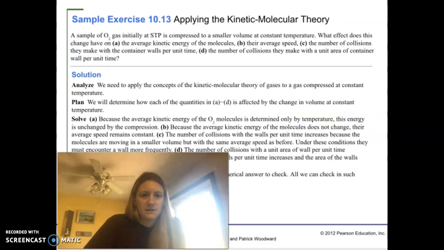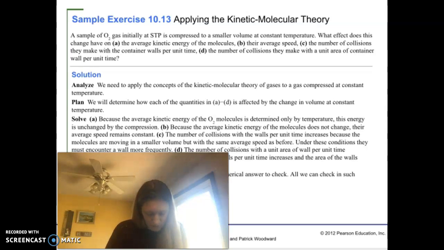All right, last one here, applying kinetic molecular theory. A sample of O2 gas initially at STP is compressed to a smaller volume at constant temperature. What effect does this change have on the average kinetic energy of the molecules? What effect does it have on their average speed and the number of collisions they make with the container walls per unit time? And lastly, the number of collisions they make with a unit area of container wall per unit time.